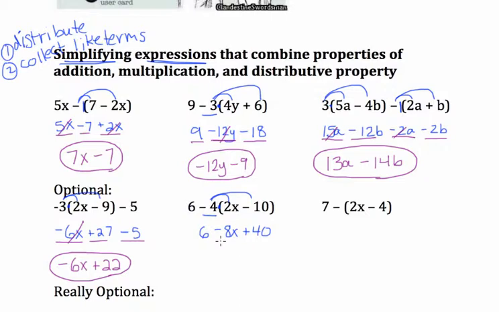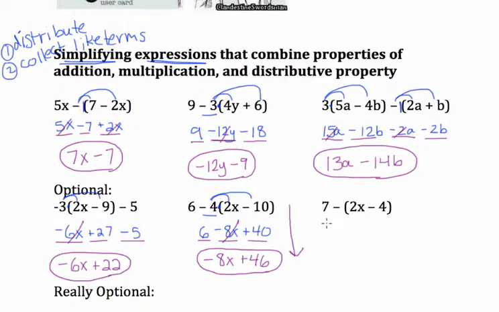Combine your like terms. I only have one variable term, so negative 8x. And I have two constant terms, positive 6 and positive 40. Combine those, you get 46. Negative 8x plus 46. Notice how I'm working downward with these problems. I start with a problem, I do one step and simplify, and then I do another step and simplify further. I work downward.